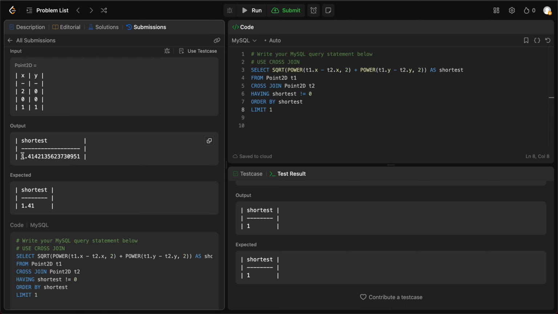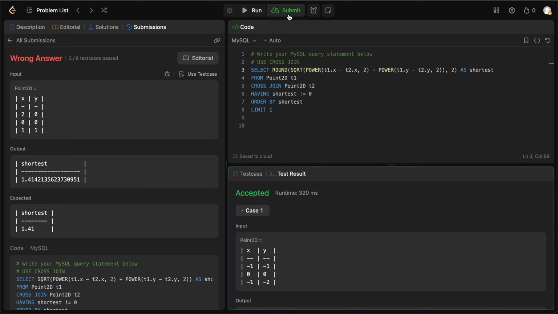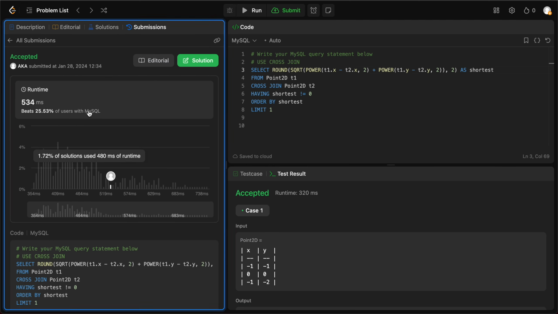Okay, seems like the answer is different because of the rounding, so we can add the rounding, which is also an inbuilt function, round, and then you add a rounding of 2, and then let's try running this again. The first test case is accepted. Everything else works as well.